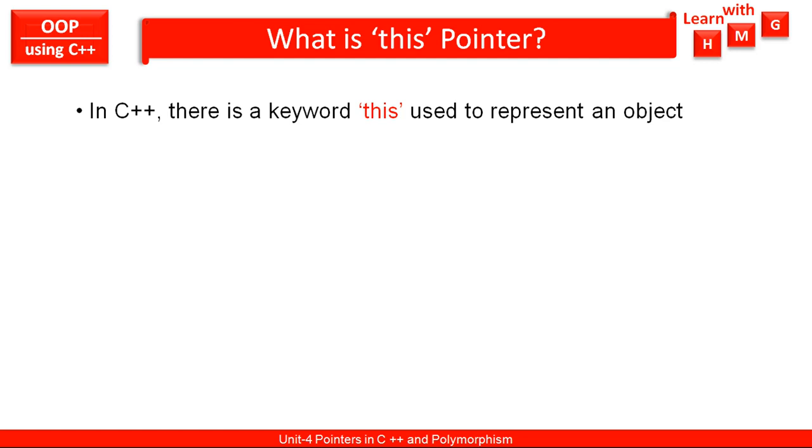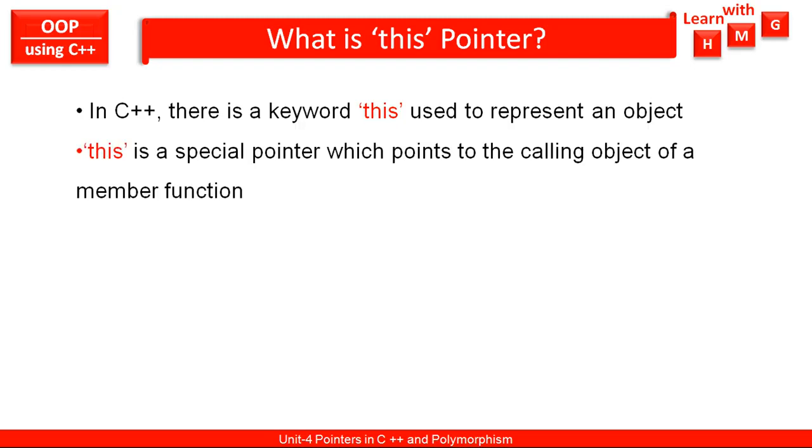In C++ there is a keyword this, which is used to represent an object. If you check the list of keywords in C++, you will find this is a keyword, and this particular keyword has some special meaning and special purpose in C++, and it is used to represent an object.